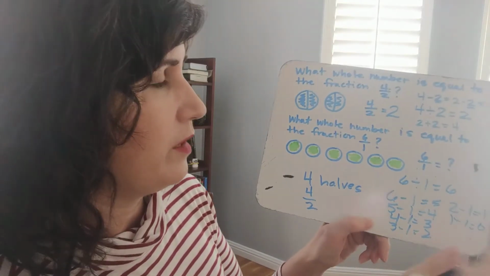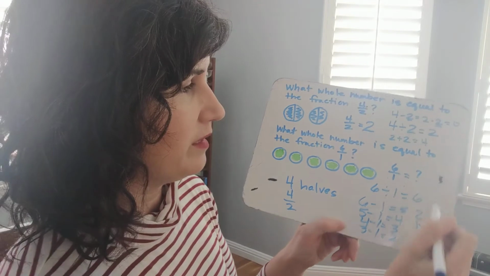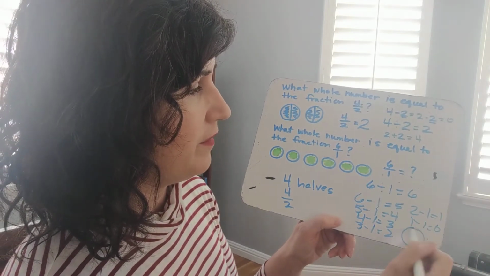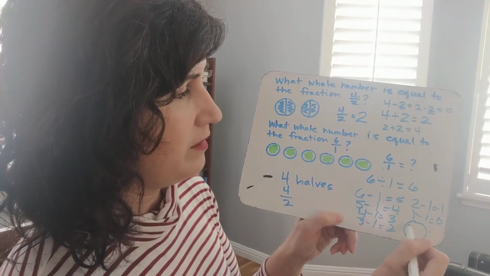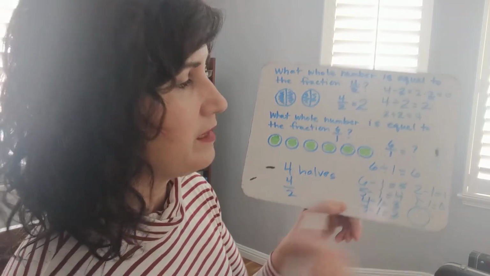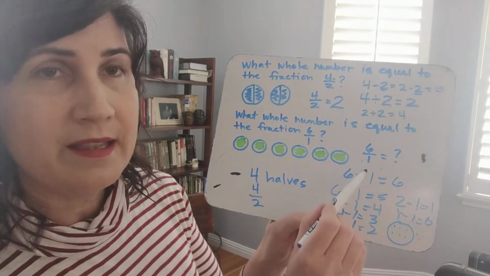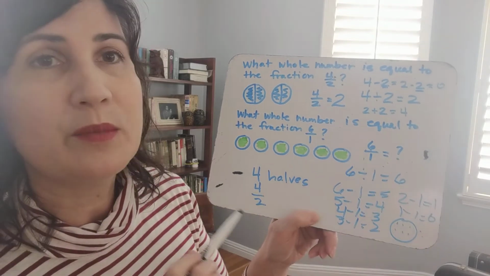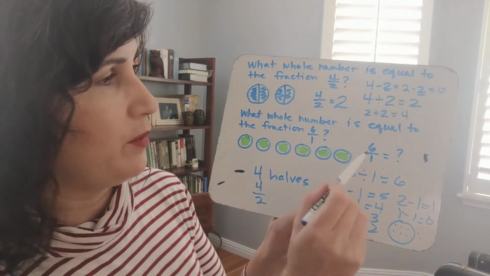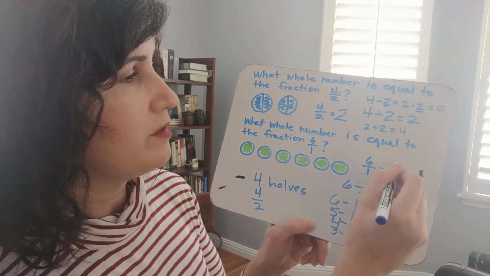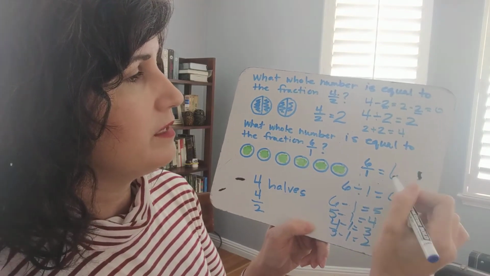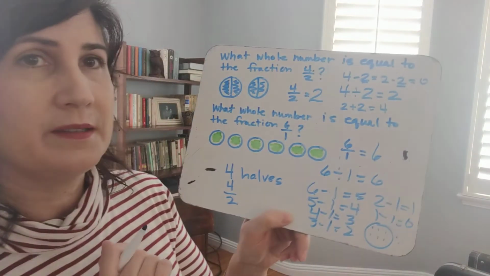Or I could draw one big circle and put 6 dots in it. That's another way I could solve it. Partitioning, 1, 2, 3, 4, 5, 6. So anytime a number is over 1, it's just going to equal the number that's up on the top. It's going to be a whole number. So 6 over 1 just equals 6.